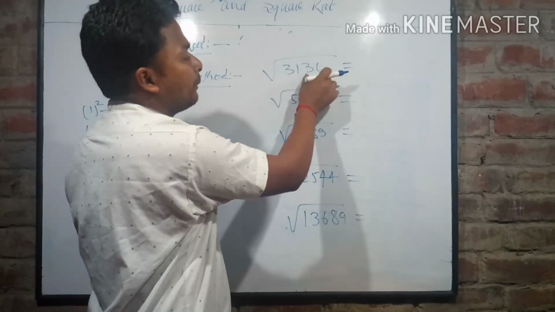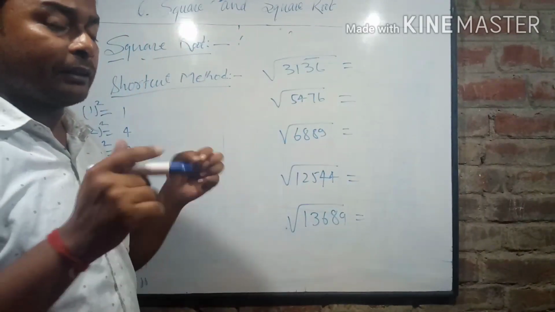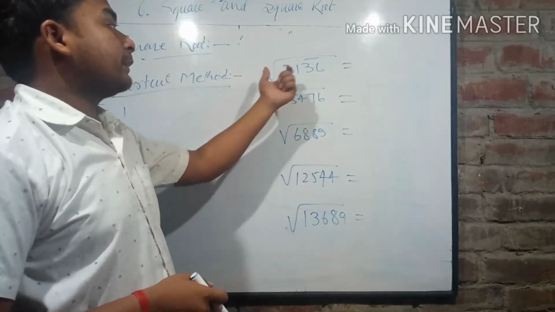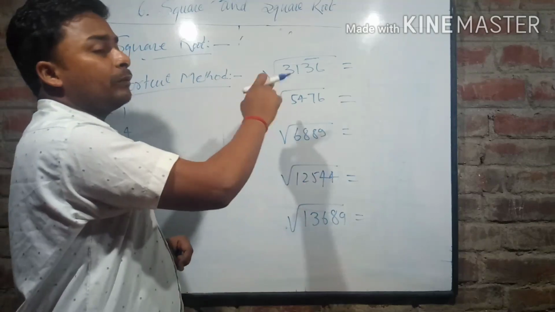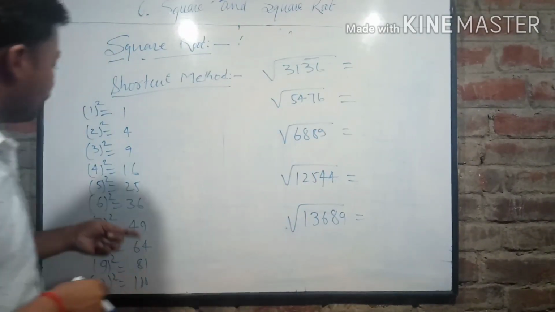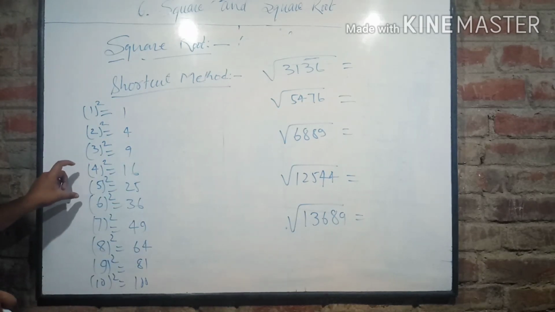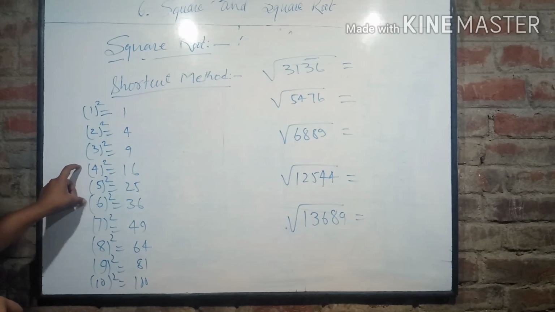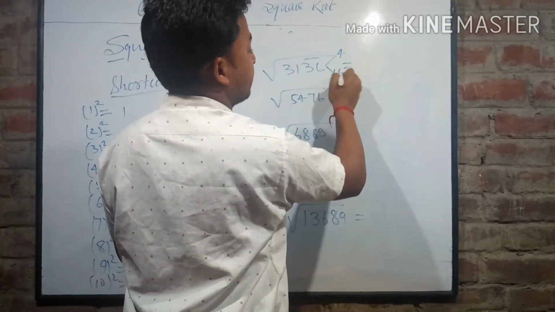Suppose we take the example 3136. It will take hardly 2 to 3 seconds, my dear, if it is a matter of practice. 3136, this is the number. Only one condition: the given number should be a perfect square. Now from the last two digits, 36, which is a perfect square, the unit place is either 4 or 6. It is either 4 or 6.